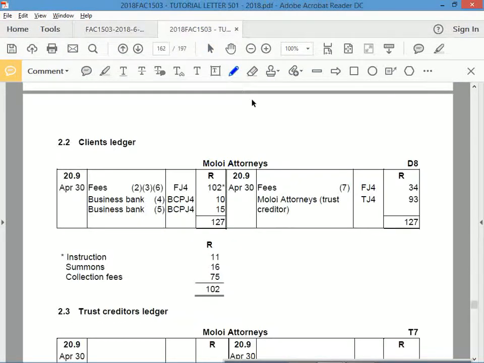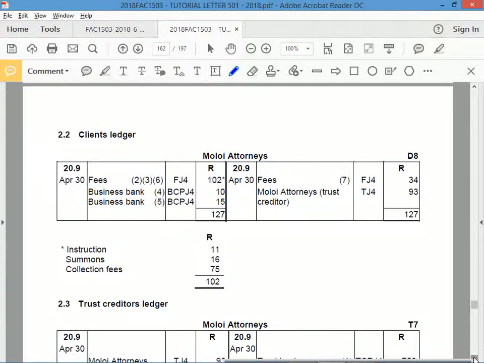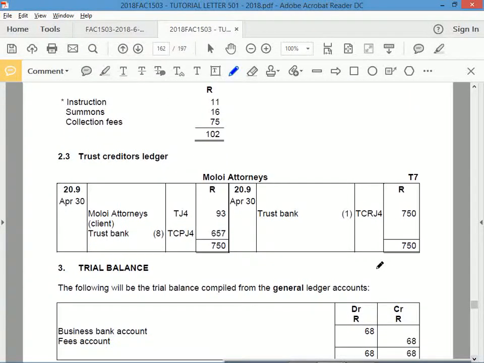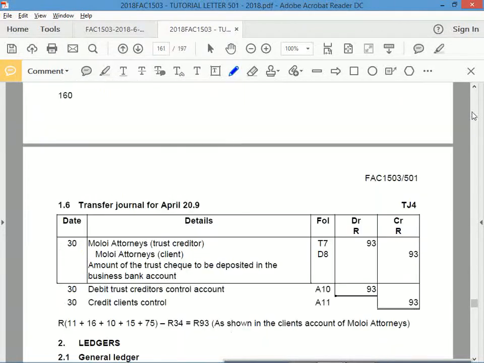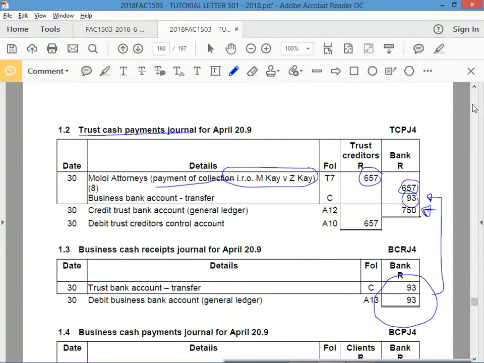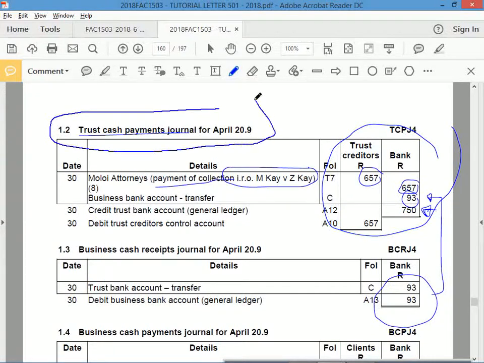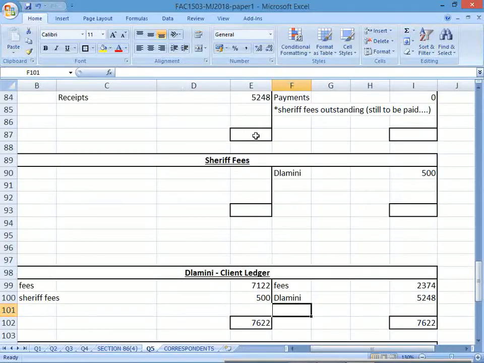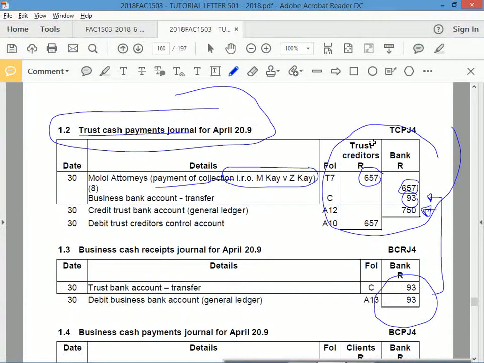Alright, the last bit is the trust creditors. Let's have a look at that one. Okay, there's the trust creditors. Okay, so for the trust creditors, we had the difference. Okay, this 750 was the total, and then the 93 and the 657 was what we had earlier actually. Let me just show that here. There. The Trust Cash Payments Journal. Okay, the Trust Cash Payments Journal is going to record that here.